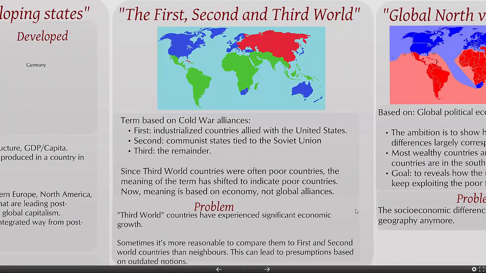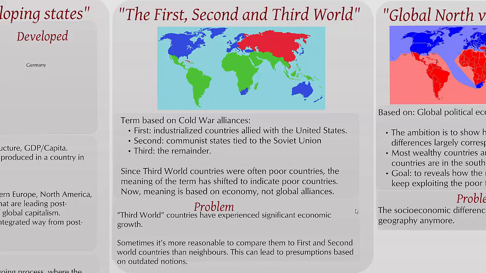The first, second, and third world is another classic label based on Cold War alliances. The first would be the countries allied with the United States. The second would be the communist states tied to the Soviet Union. And the third would be every other country. But of course, the Cold War ended a long time ago. There is no longer a second world.